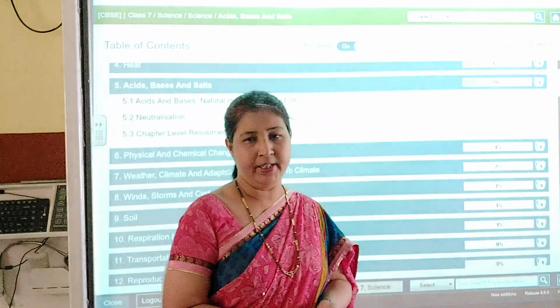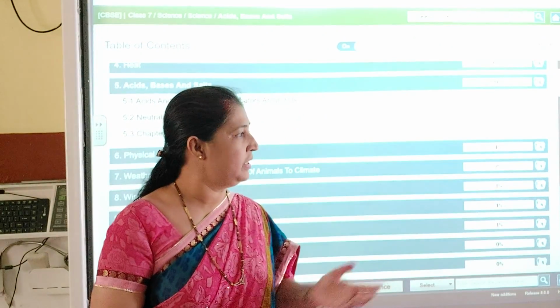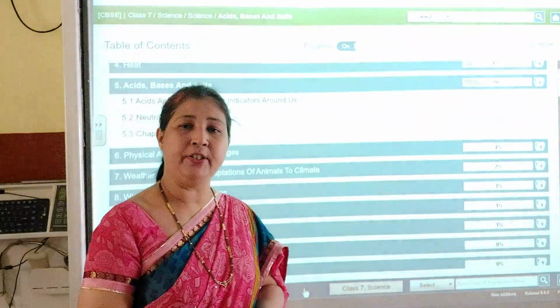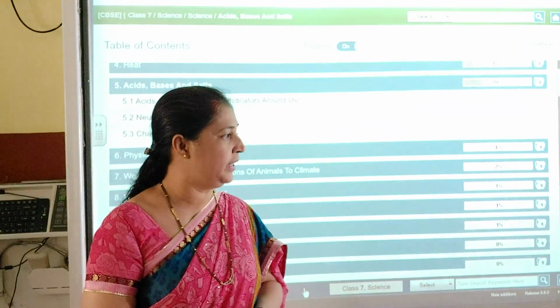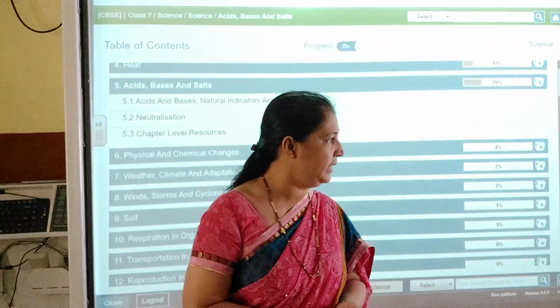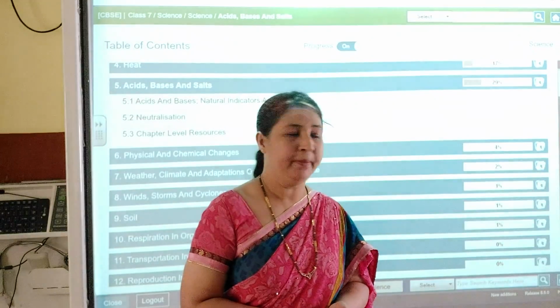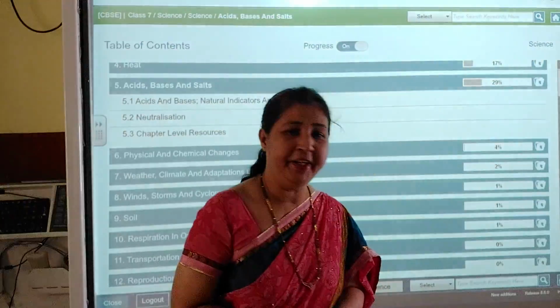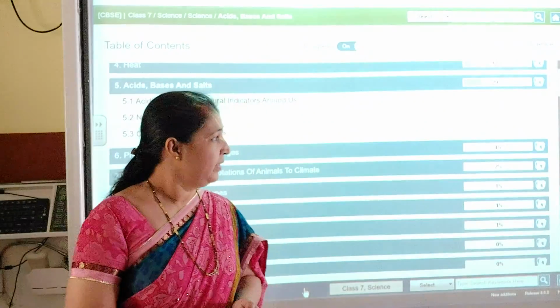Then we have seen about neutralization in everyday life, how neutralization is used in our daily life. That is for the 4 things we have seen. That is indigestion, that is excess of acidity. The next one is ant bite. Then the third one is the soil treatment. And the last one is factory waste. So here we have completed the chapter.